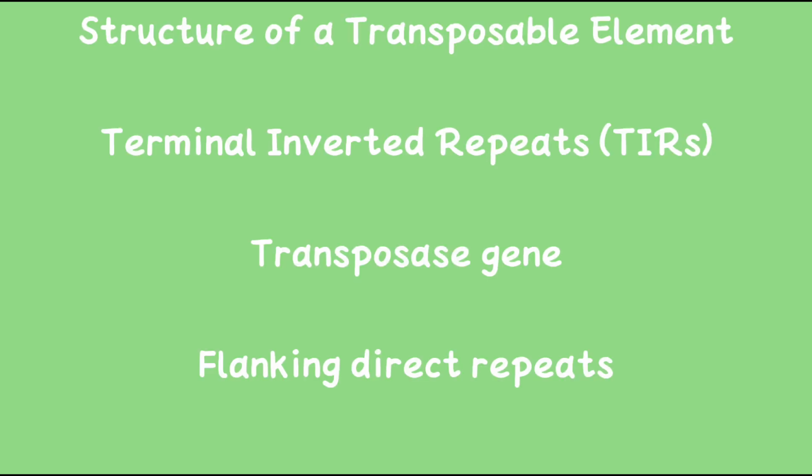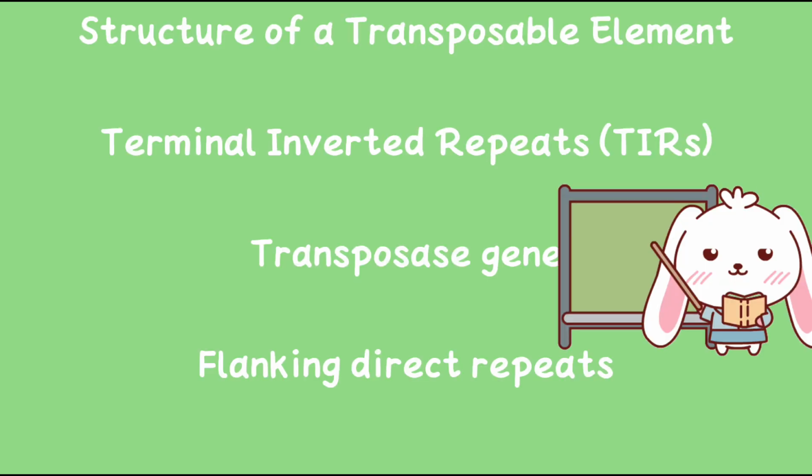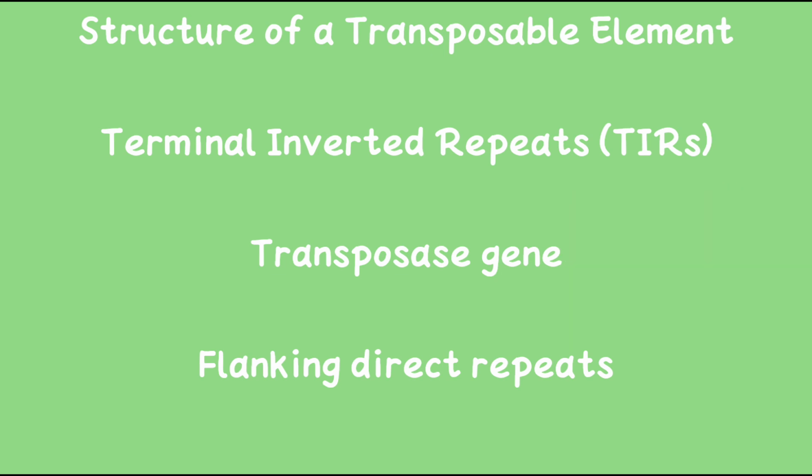Let's know the structure of transposable elements. Terminal inverted repeats are short identical sequences at each end of the transposon. Transposon genes encode the enzymes that cut and reinsert the transposon. Flanking direct repeats are short sequences created during insertion into the genome.